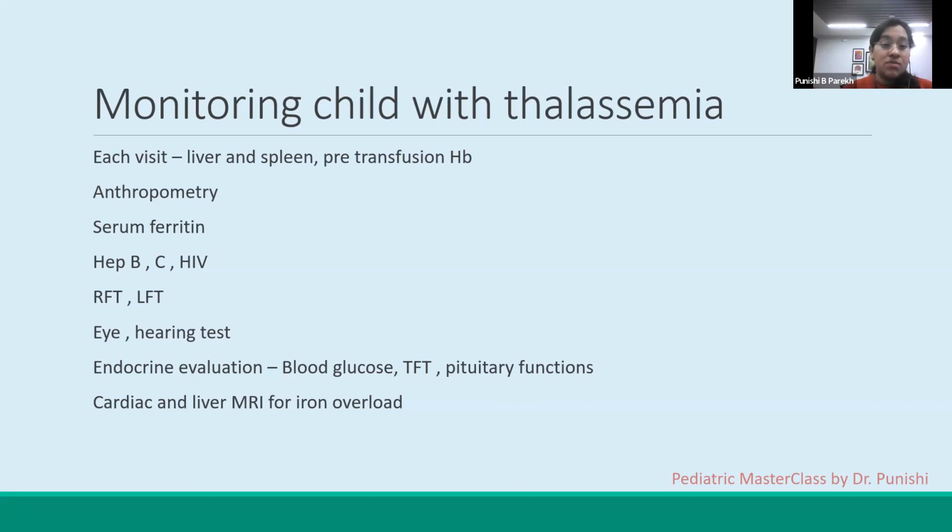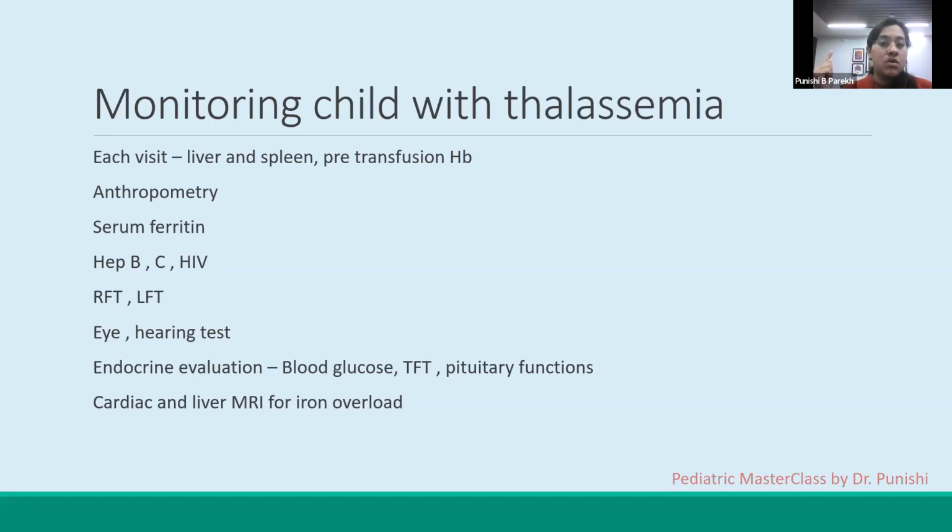Along with that, anthropometry becomes very important. Now, why is it so? Side effects of a few iron chelators lead to impaired spinal development. Obviously, number one, iron overload per se can lead to impaired growth, growth retardation, and short stature, as well as iron chelators also have the side effect of impairing the spinal growth. So that's why anthropometry becomes very important.